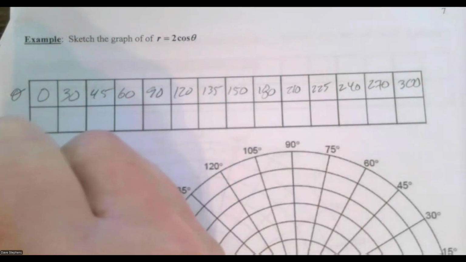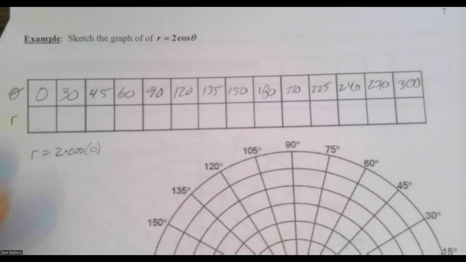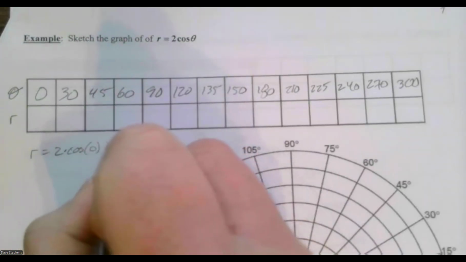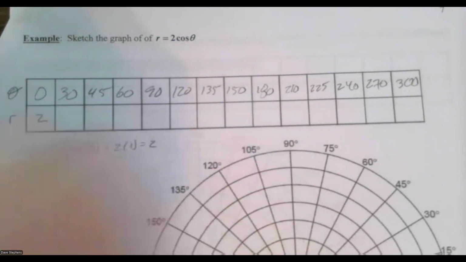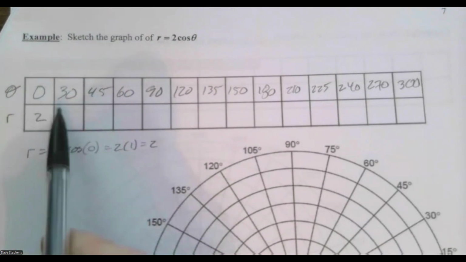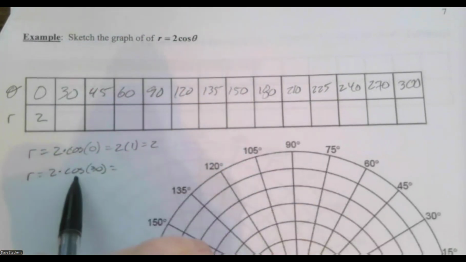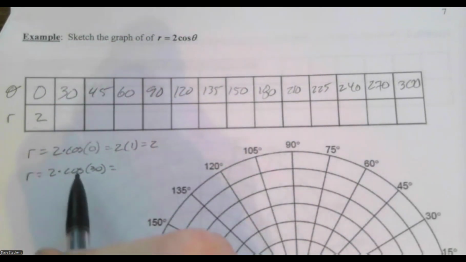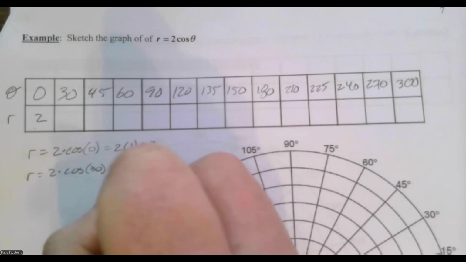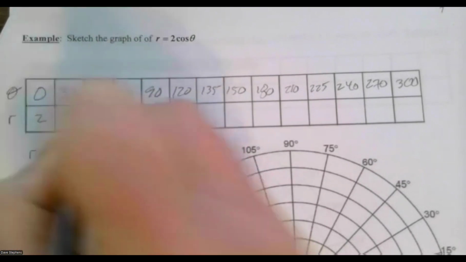I'm just going to plug these values in. r equals 2 times cosine of 0, and cosine of 0 is 1, right? So r equals 2 times 1, so we get a 2 back out. And we go to 30 degrees. r equals 2 times cosine of 30. The x value at the angle of 30 degrees is root 3 over 2. So 2 times root 3 over 2, the 2's cancel out, and we're left with root 3.